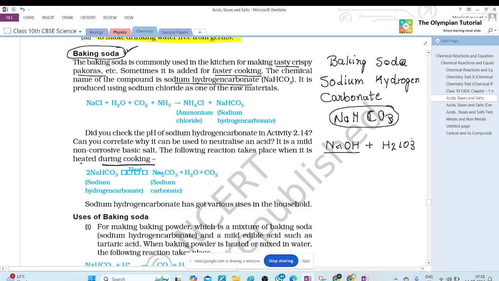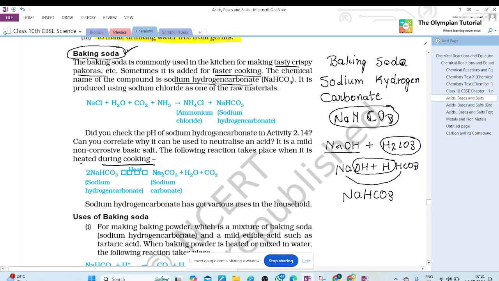Strong base. And H2CO3, weak acid. So NaOH plus H2CO3. Yesterday we have done all these things, and HOH will give you water and NaHCO3 will give you, sorry, NaHCO3 is basic salt.